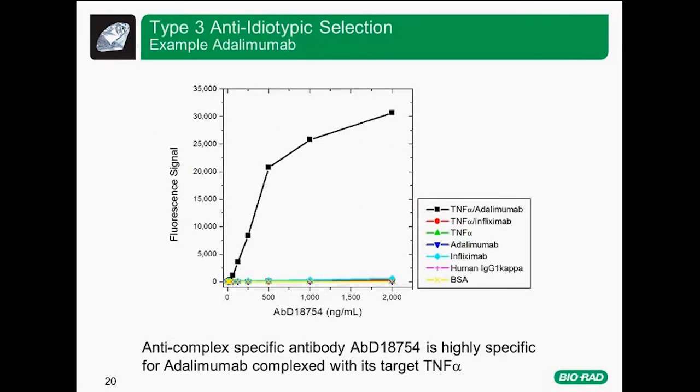Now the next assay I would like to show is one with a type 3 anti-drug antibody, in this case an anti-Adalimumab anti-drug antibody. First of all, I would like to show data showing that this ABD 18754 is highly specific for the Adalimumab complex with TNF-alpha. It does not bind to the TNF-alpha and Infliximab complex, to TNF-alpha alone, or to any of the other drug antibodies alone.